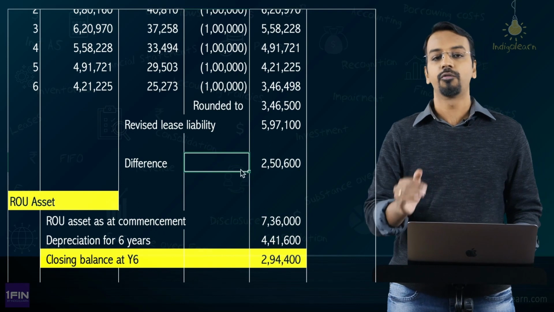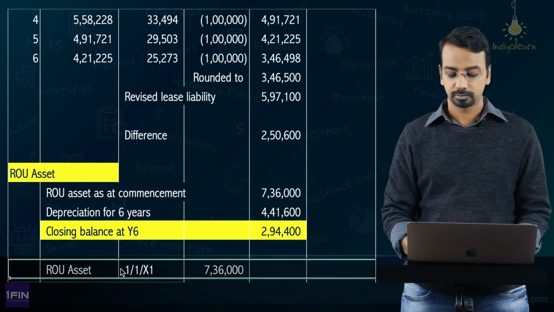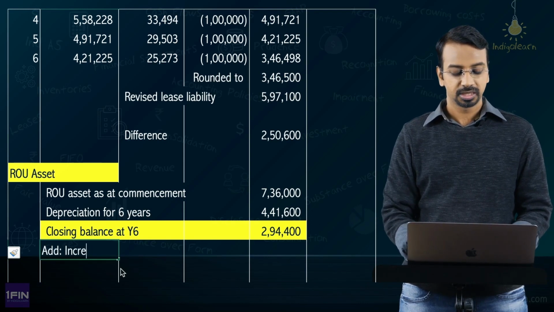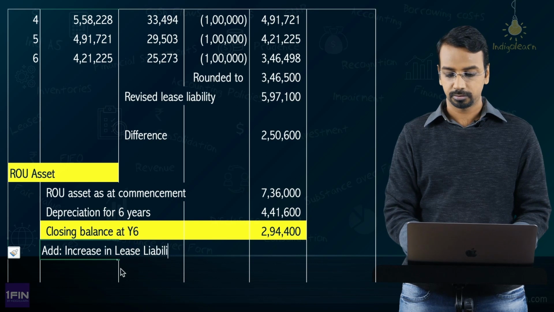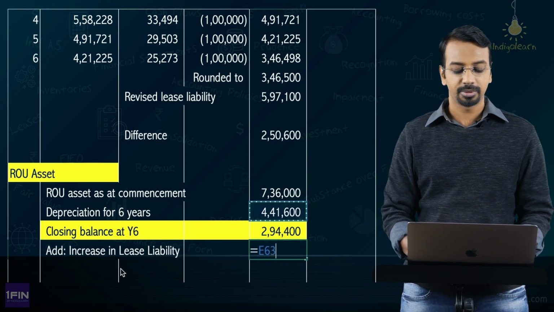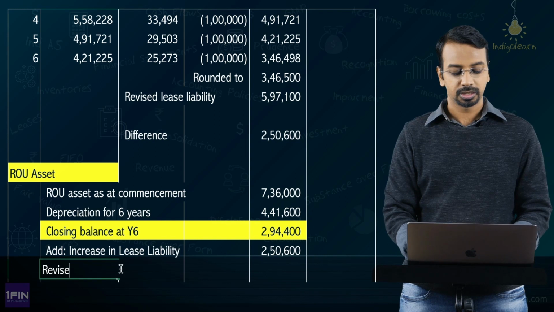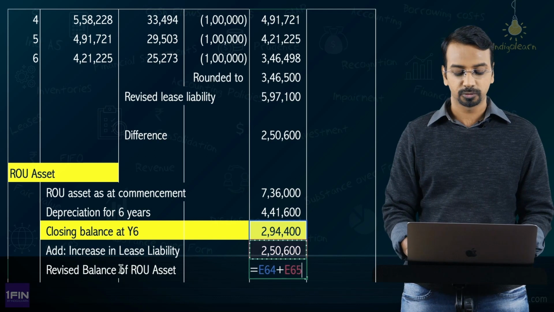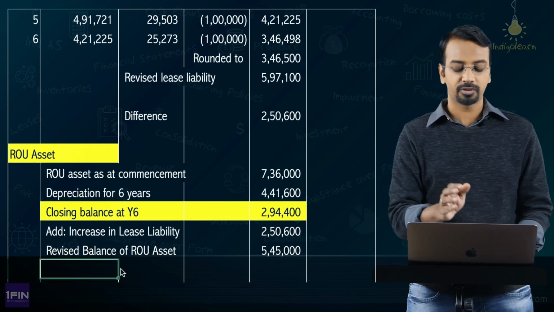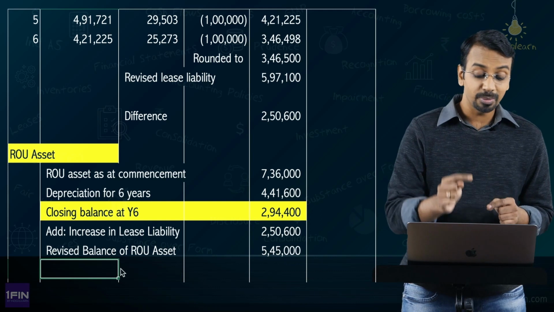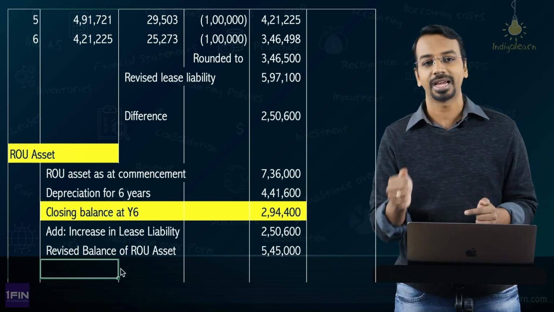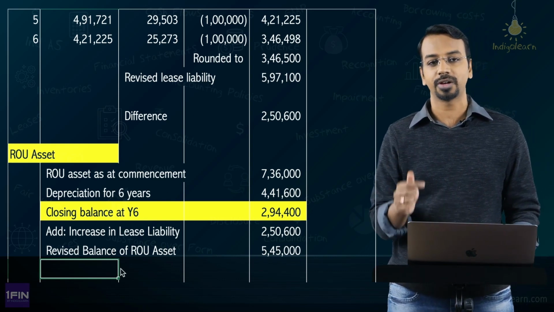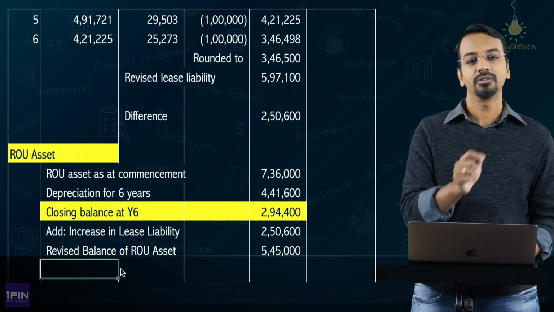Closing balance at Y6 or beginning of year 7 is 736 minus 441,600. You get 294,400. Now to this you will add increase in lease liability. How much is that? Increase in lease liability is 256,600. So revised balance of ROU asset will be 294,400 plus 256,600, which is 5,45,000. Okay. So the lease liability closing balance may be different from the right of use asset closing balance or the revised balance. It's absolutely fine. Now this 5,45,000 will be depreciated over a period of 8 years.